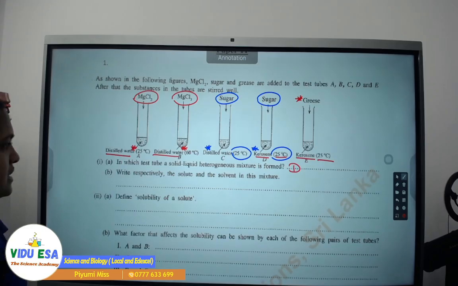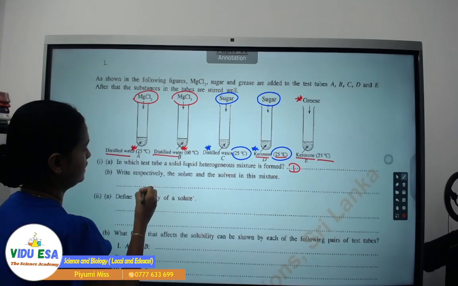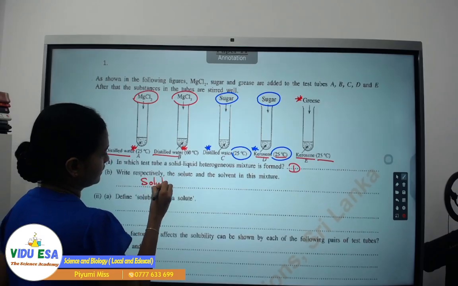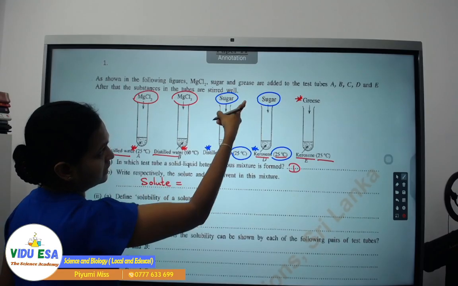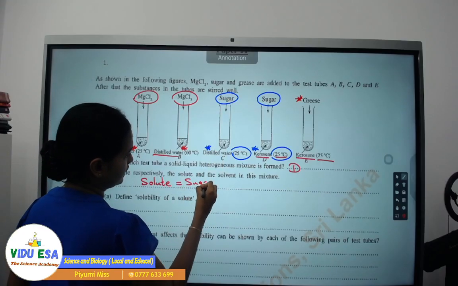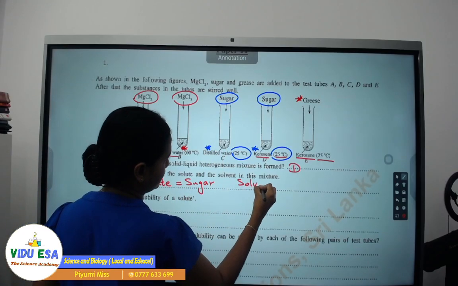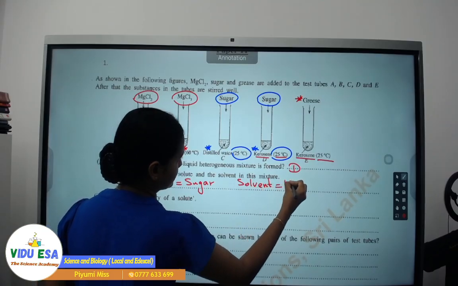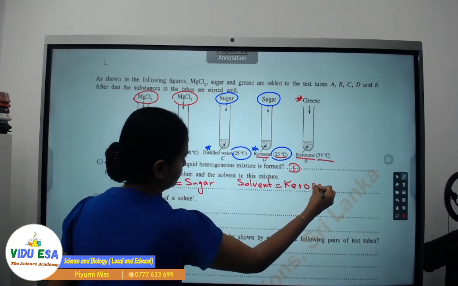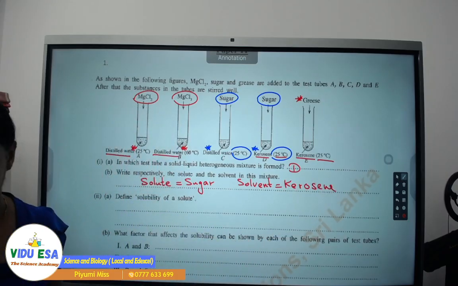Write separately the solute and the solvent in this mixture. So the solute is sugar and the solvent is kerosene. For that you get 1 mark for each. Right, 2 marks. Yes, Shenali, Tisas, Upeksha, Kashvi, Dinut. Shall we turn on the videos?